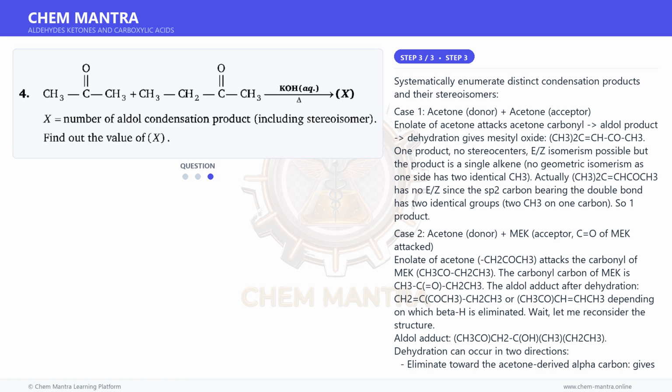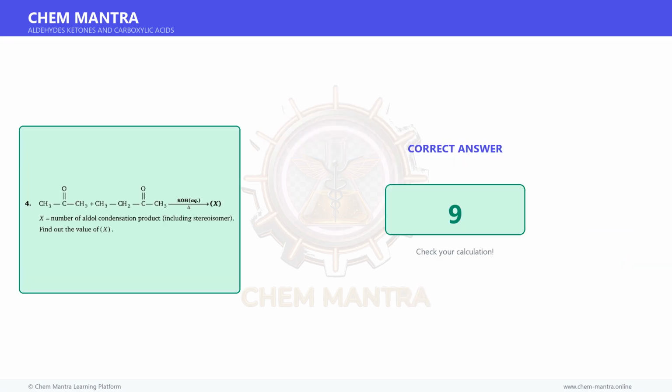4. Cross-condensation products. Given the answer is 9, the standard enumeration is: acetone self, 1; MEK self, 2 possible enolates, 2 possible dehydration directions, with E/Z several. Cross products: acetone enolate plus MEK carbonyl, MEK enolates plus acetone carbonyl, several. The total count, including all stereoisomers, E/Z geometric isomers and R/S where applicable, comes to 9. Therefore, the correct answer is 9.